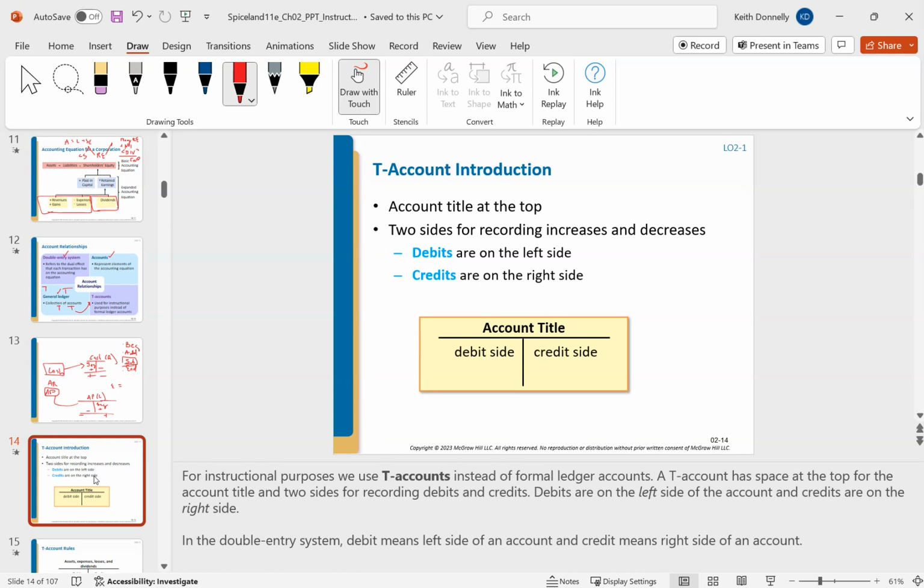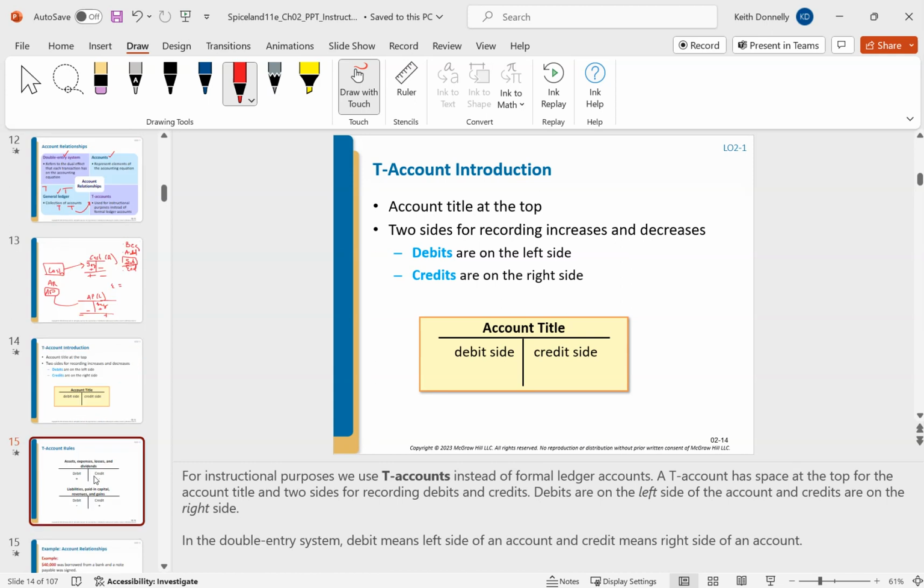Debits on the left, credits on the right. It's always going to be a debit on the left. It's always going to be a credit on the right. Every single T account. Don't complicate it anything more than that. What causes an account to increase or decrease depends on the type of account, if it's an asset, liability, or stockholder equity account. But internal to it, every T account, debits on the left, credits on the right.